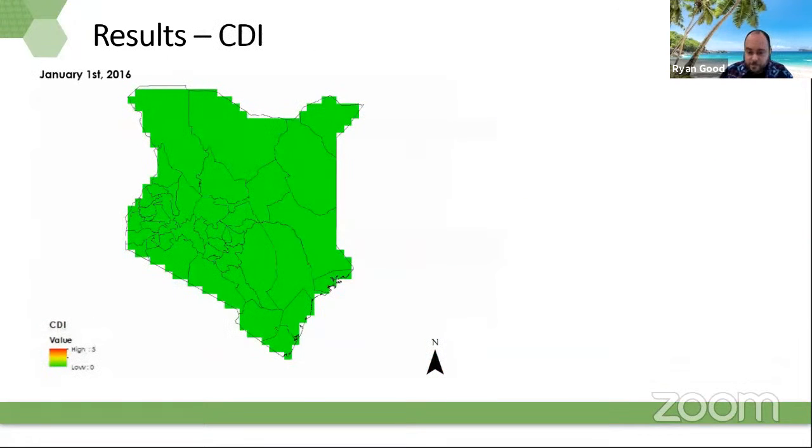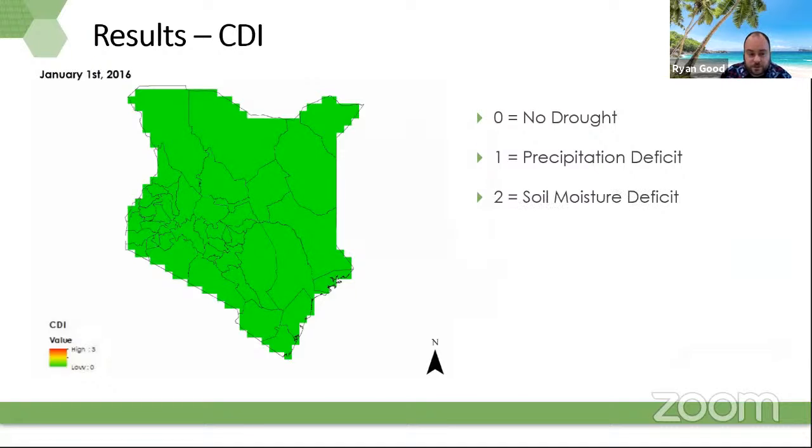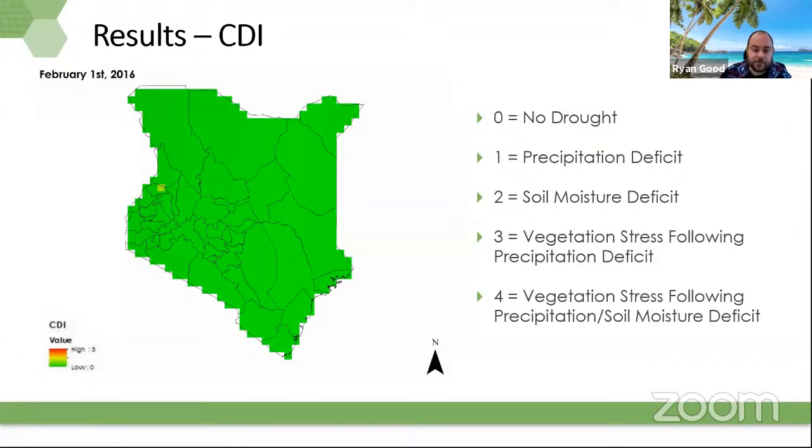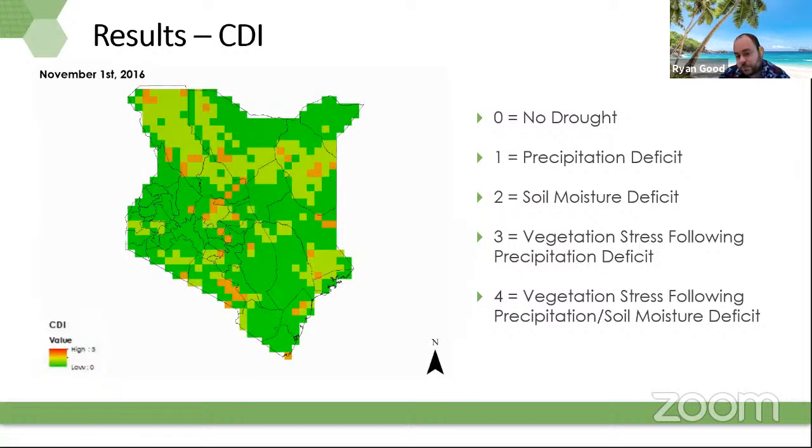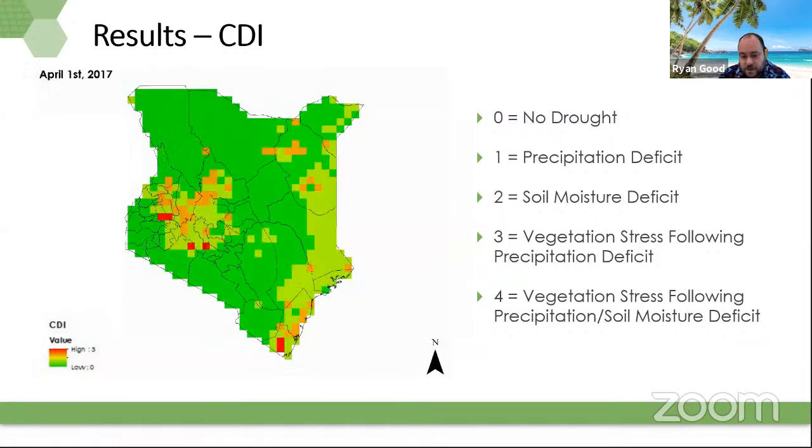Contrasting with that, the combined drought indicator is a categorical index that has five possible results. 0 means there is no drought present. 1 means there's a precipitation deficit. 2 means there's a soil moisture deficit. 3 is vegetation stress following a precipitation deficit. And 4 is full vegetation stress following precipitation or soil moisture deficit.